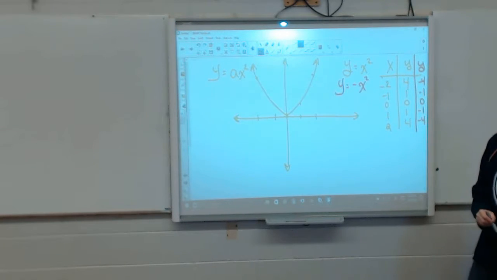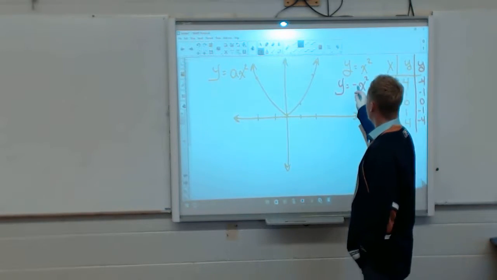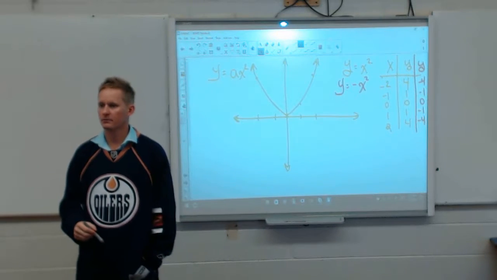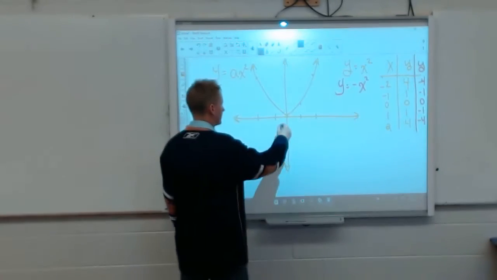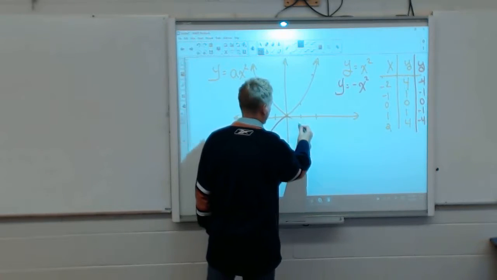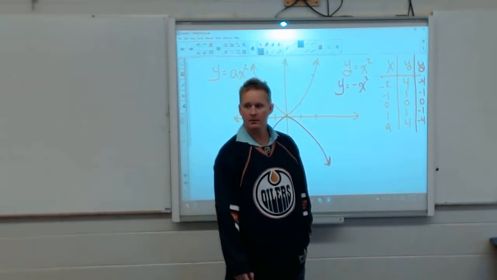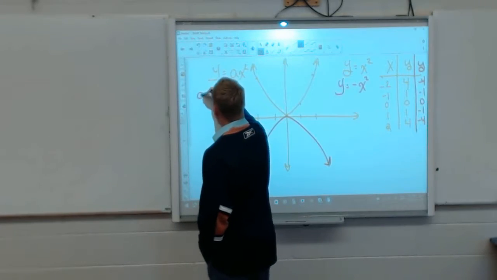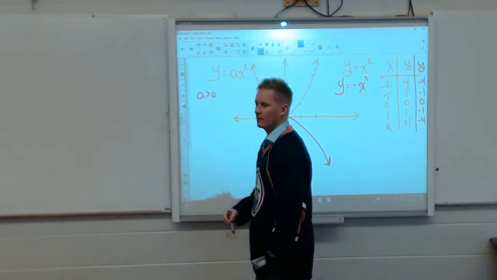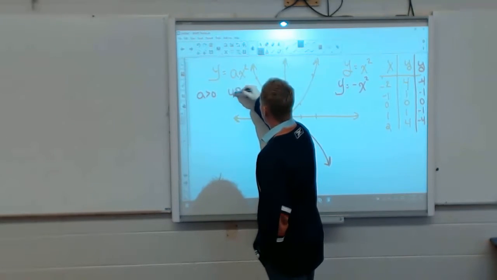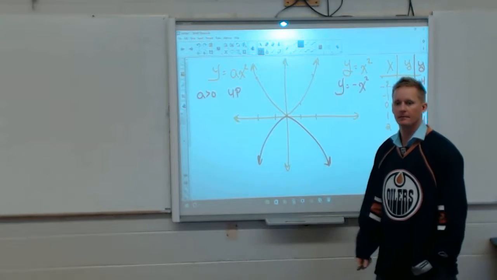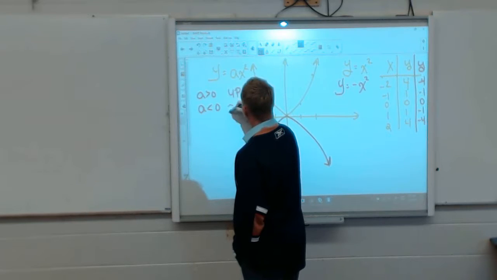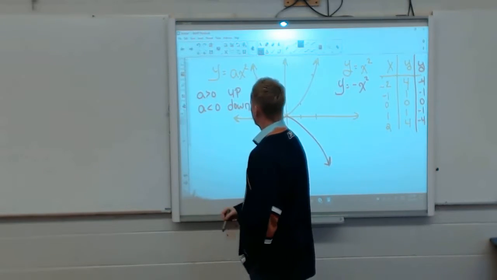So what has happened to my graph? By changing the a value to a negative value, what did I do with my graph? It flipped. That's exactly right. It flipped and went down this way. So the very first thing that you want to know is if a is greater than 0, the quadratic function will open up. If a is less than 0, it opens down.